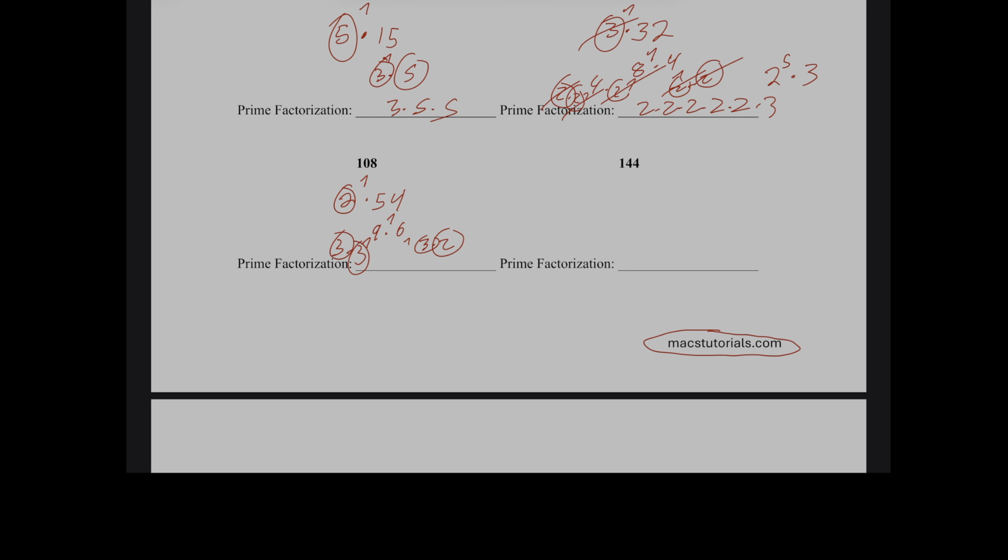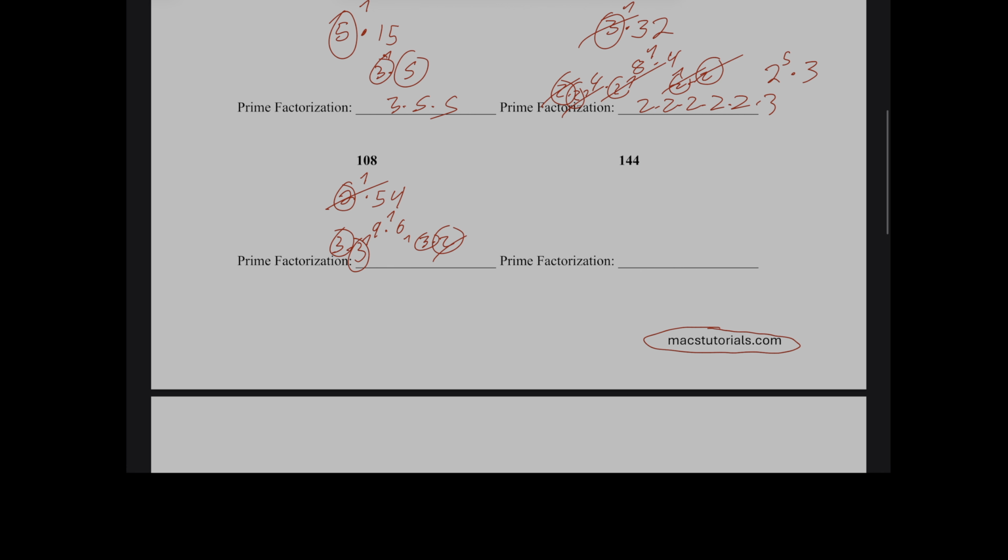It got a little busy. Let's start with the 2's. A 2 and a 2. Now I have 1, 2, 3 3's. And I'm done.